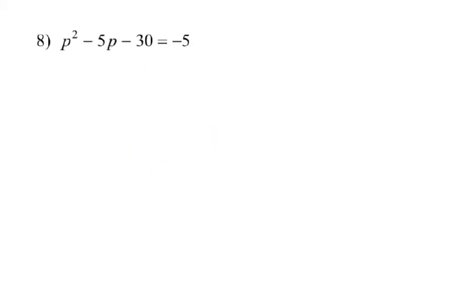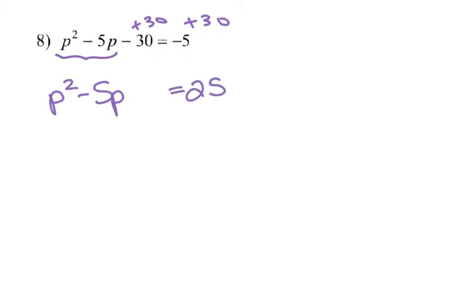Okay, number 8. This one, the numbers are smaller, but you can see that we're still going to have the same problem with fractions. We're going to have to deal with that. So I'm going to take this part and separate it. I'm going to go ahead and add the 30 to both sides. So I'm going to have p squared minus 5p equals, and then negative 5 plus 30 is 25.